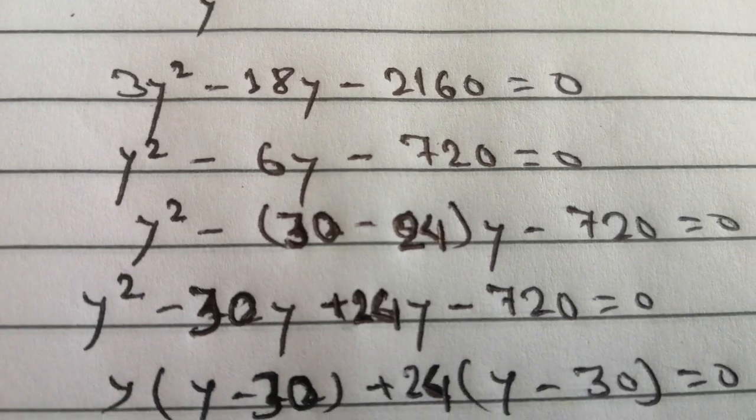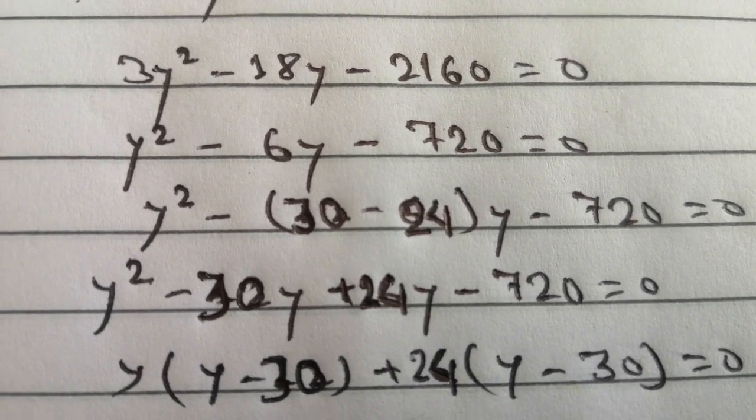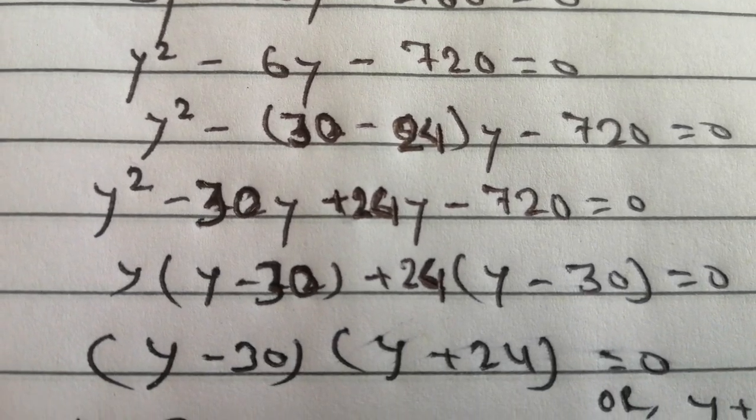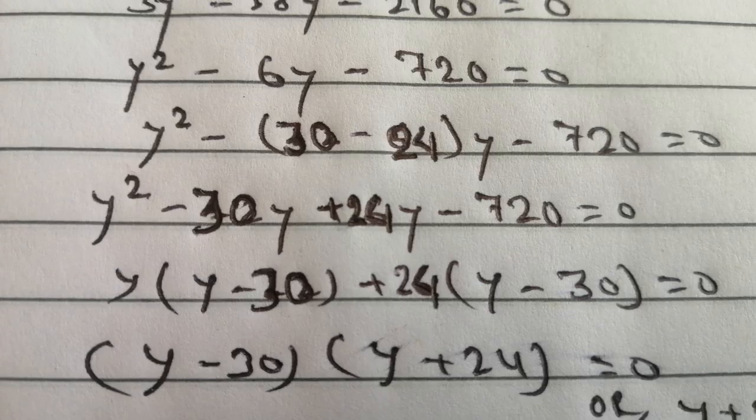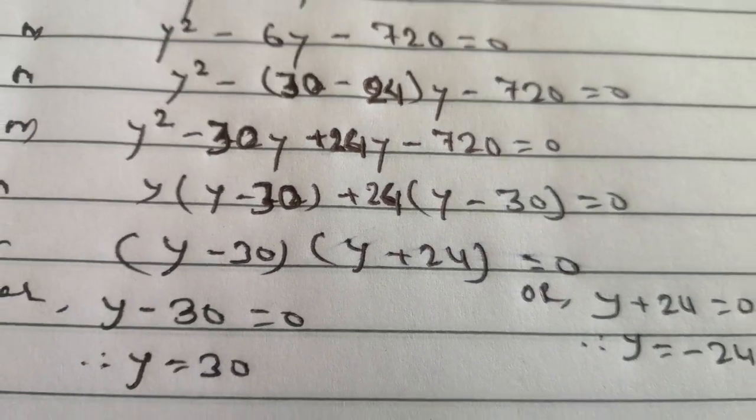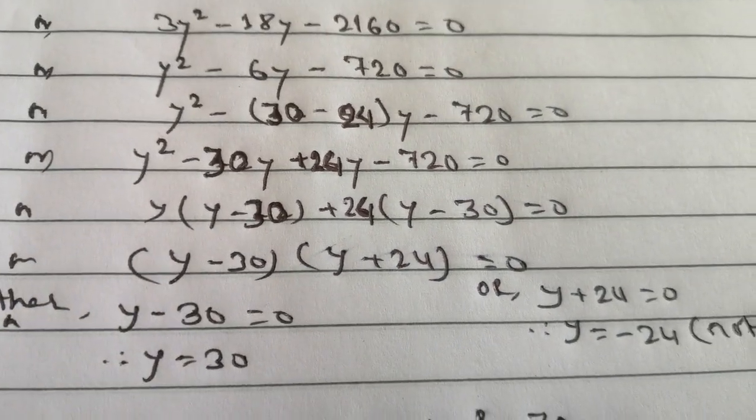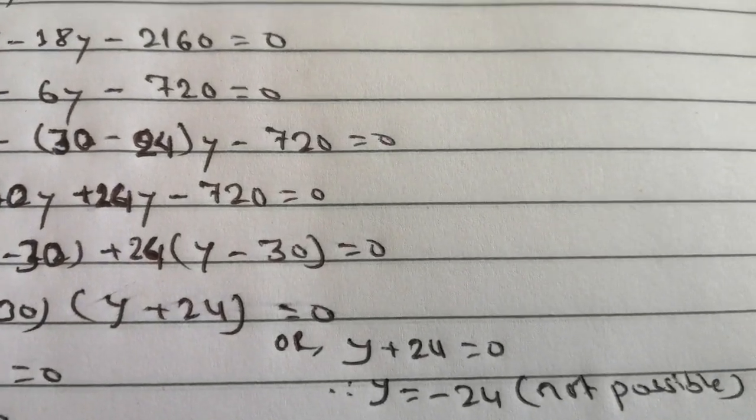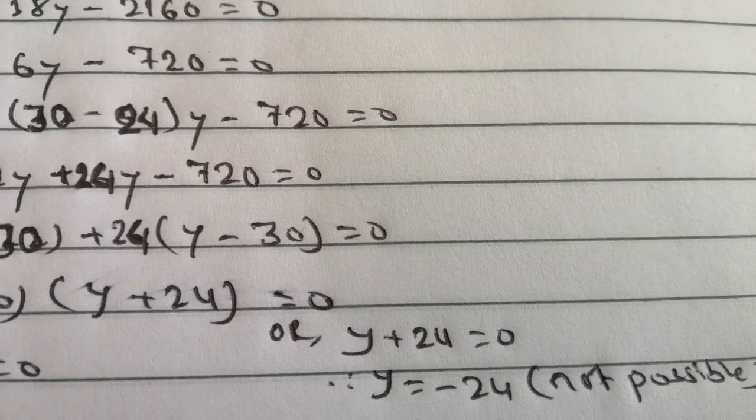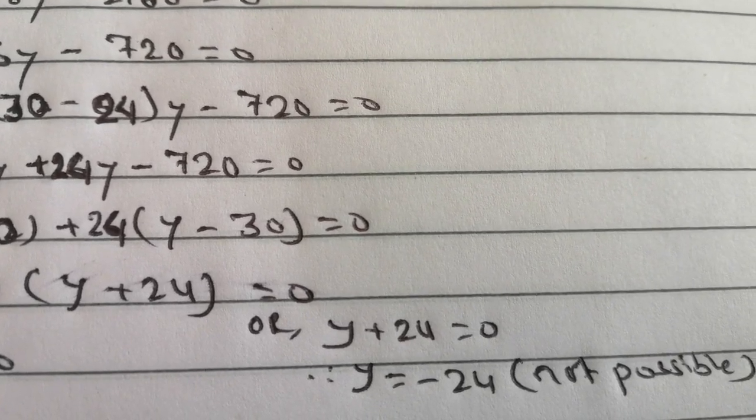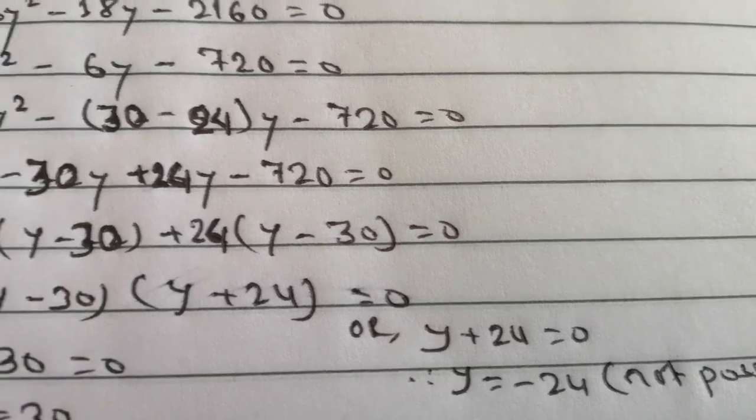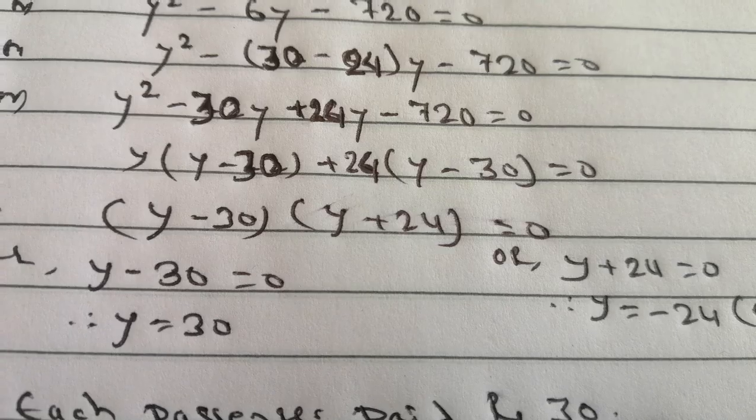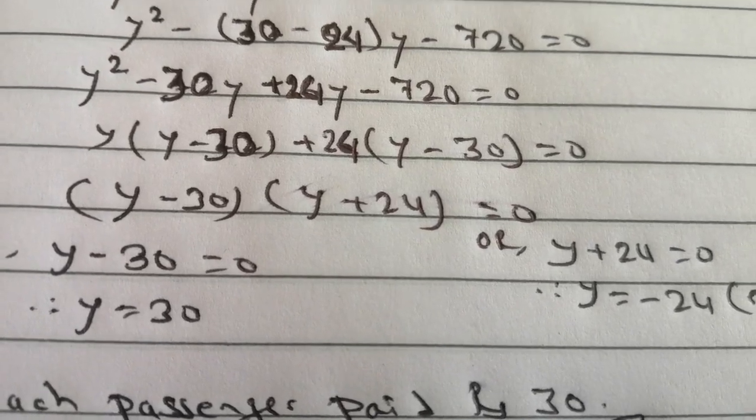The factors are 30 and 24. So opening with the minus sign we get y minus 30 into y plus 24 equals to 0. From here either y minus 30 equal to 0, y is equals to 30, or y plus 24 equal to 0, y equal to minus 24. As this is the bus fare which should not be negative, minus 24 is invalid, so we'll accept y as 30. So each passenger has to pay rupees 30 as the bus fare.